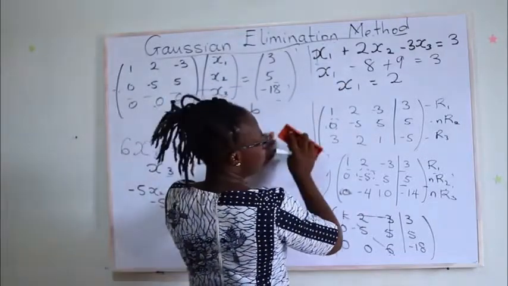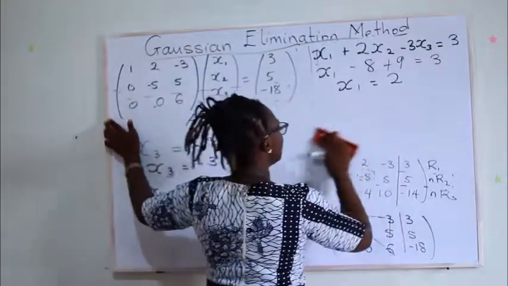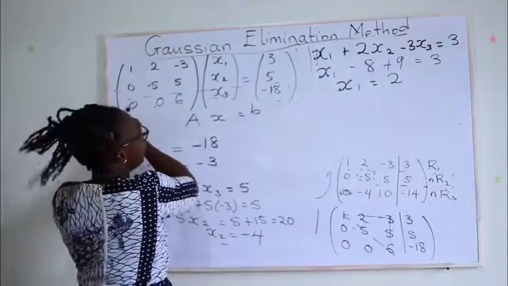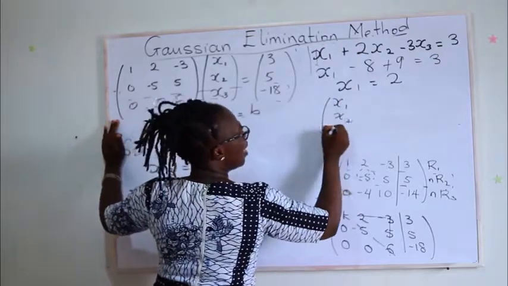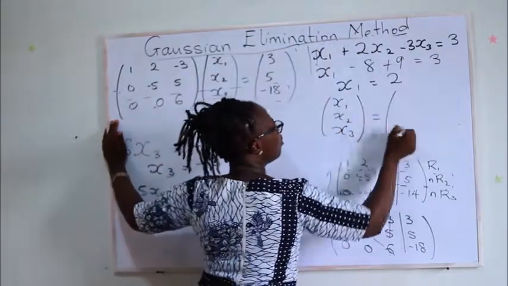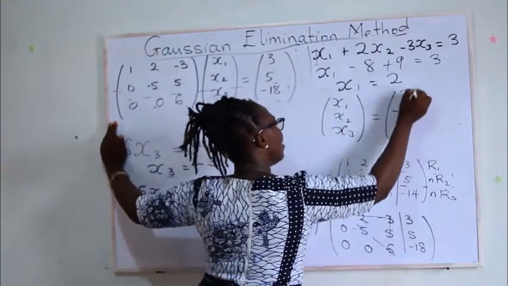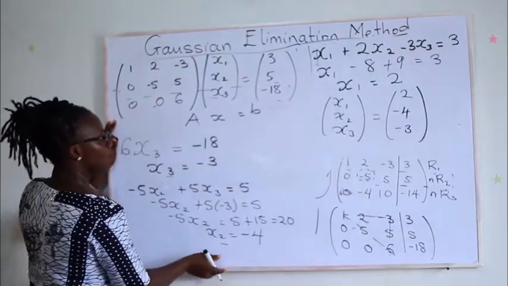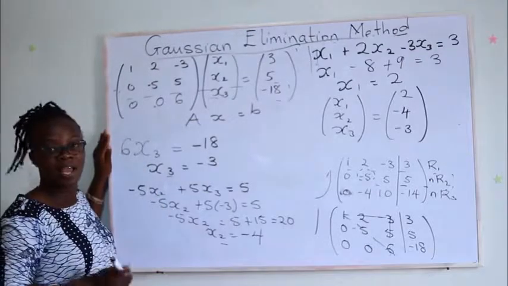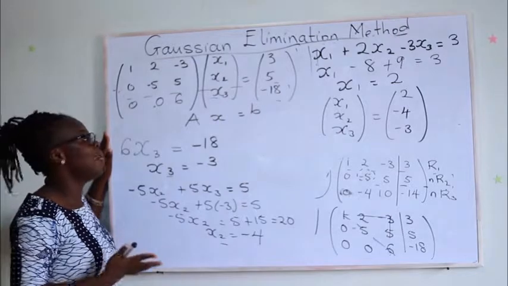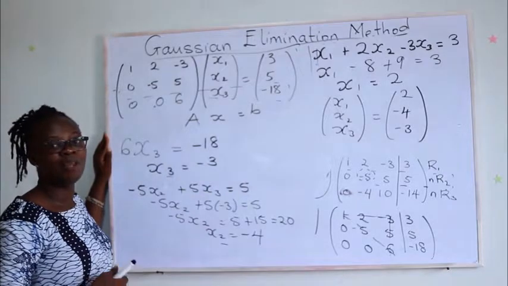So therefore we can then conclude and say that the values of x1, x2 and x3 are equal to 2, minus 4 and minus 3. Very good. So we have been able to find the values of x1, x2 and x3. That is the Gaussian elimination method.